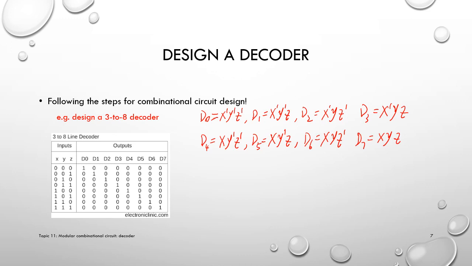Then we just draw the logic diagram for all these outputs, and we get the decoder circuit using logic gates. Pretty simple, huh? But there is one more thing we can get from this slide, which is that each output corresponds to a minterm here, right?